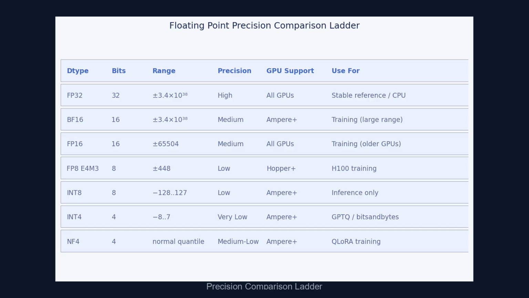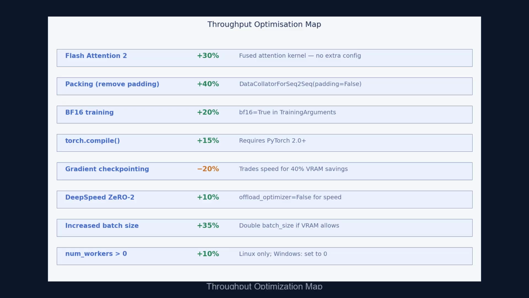The use case column maps each format to where it belongs in a production pipeline. FP32 for reference and CPU work, FP16 for training on your setup, INT8 for inference quantization, NF4 for QLoRA fine-tuning. Match the format to the task and the hardware, and you'll avoid the precision-related failures that trip up most people new to this space. This throughput map gives you a ranked view of what each optimization actually delivers.